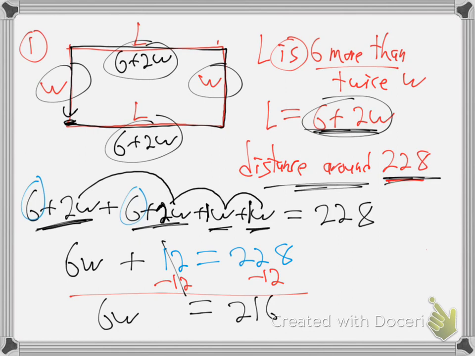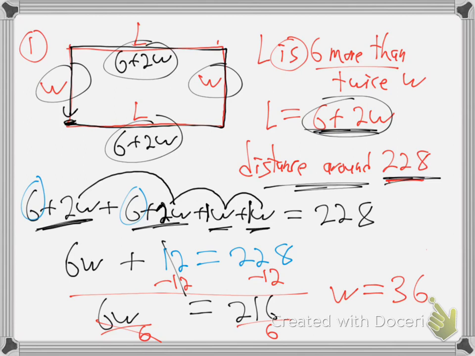Divide, right? You good with all this algebra background stuff? Remember all this? Divide by 6 on both sides. So W will be, what is that number? 36. That's what it is. Thank you. 36. So W is 36. So the width is 36. So we've got the width.